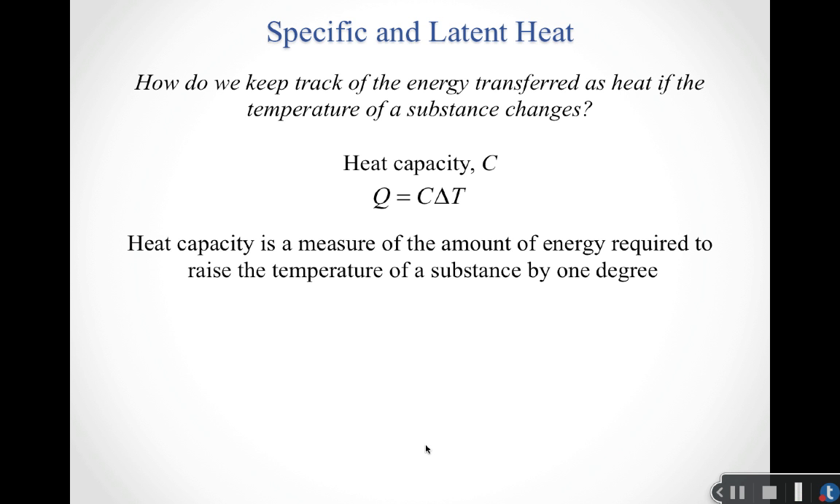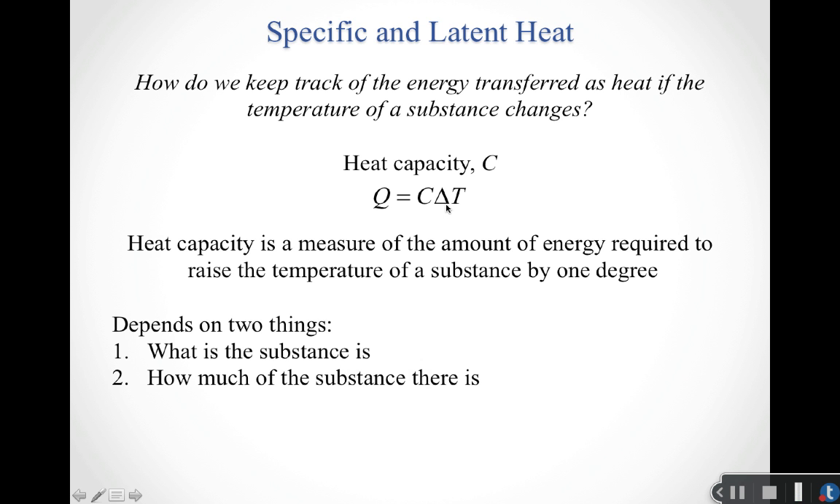So how do we keep track of the energy transferred as heat if the temperature of a substance changes? So that energy transfer results in a temperature change. And the broadest definition is that we can talk about the heat capacity. The heat capacity is basically just a way of saying that the energy transferred in as heat is proportional to the temperature change. So the heat capacity is a measure of the amount of energy required to raise the temperature of a substance by 1 degree. So basically it's the proportionality constant that says you have to add this much energy to get a 1 degree temperature change for your substance.